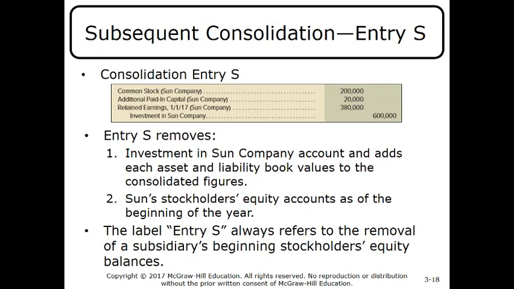shareholders' equity off the sub's books. And again, this is on the worksheet, not actually taking it off their books, but you know, it's like you're doing that. You're just doing it on a worksheet, not their actual financial records. And the offsetting credit is the book value of Parrott's investment in Sun Company of $600,000.